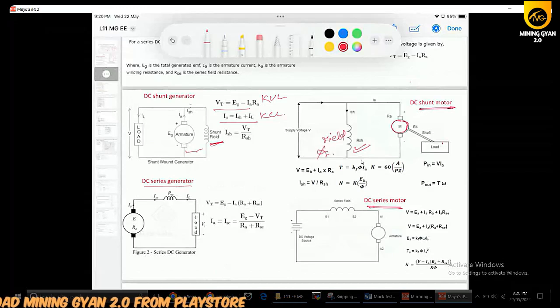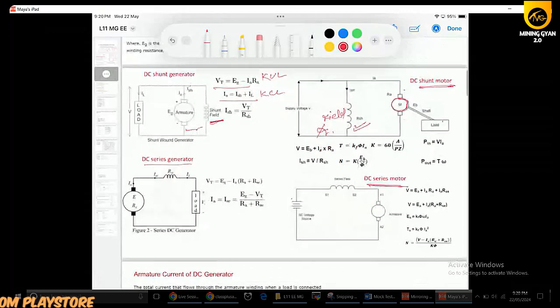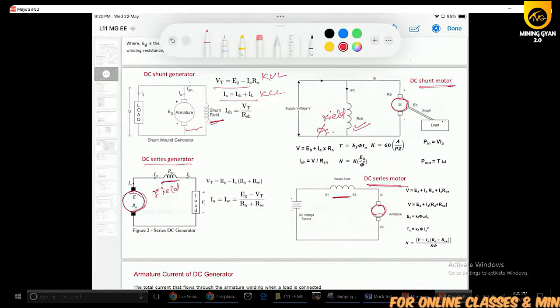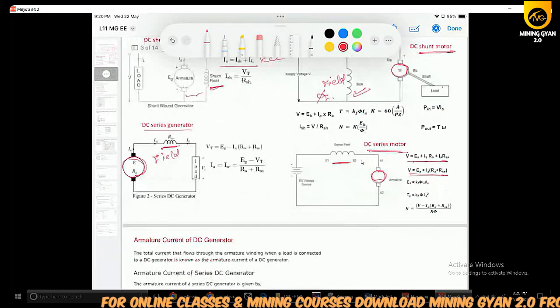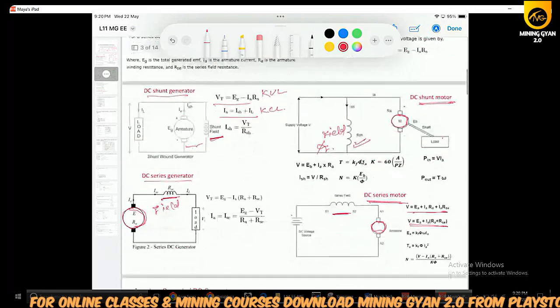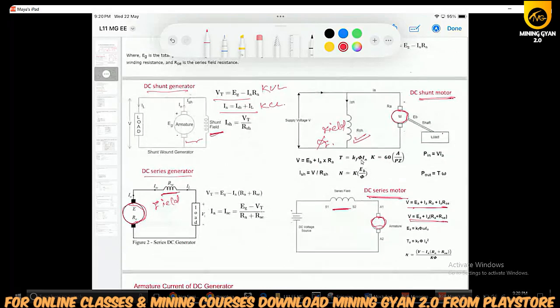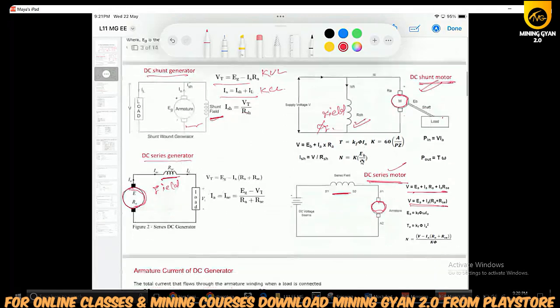and that will generate the field flux. Okay, and in case of a series generator or series motor, this is the field winding, this is also the field winding, the series field. So the field winding will be in series with the generator or motor, as you can see. So accordingly, the current will flow, and you can write the KVL and KCL equations. Okay, so I told you about the generators, KCL and KVL equations. So the same logic you can apply here also in case of shunt motor or series motor.